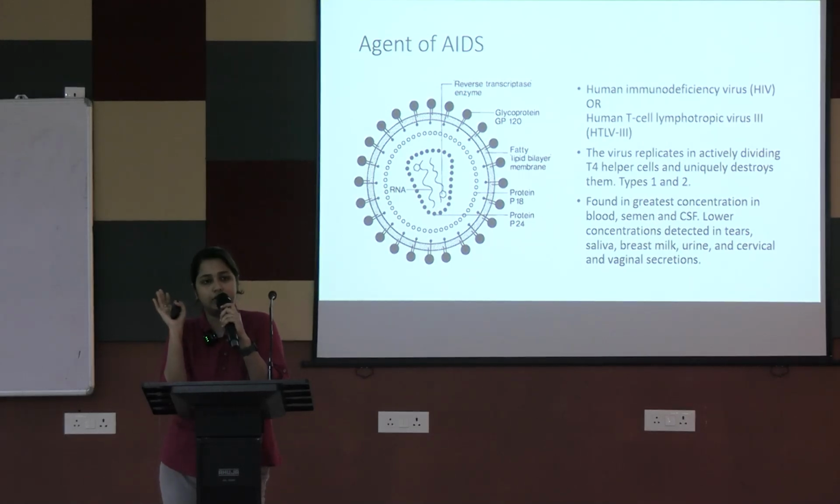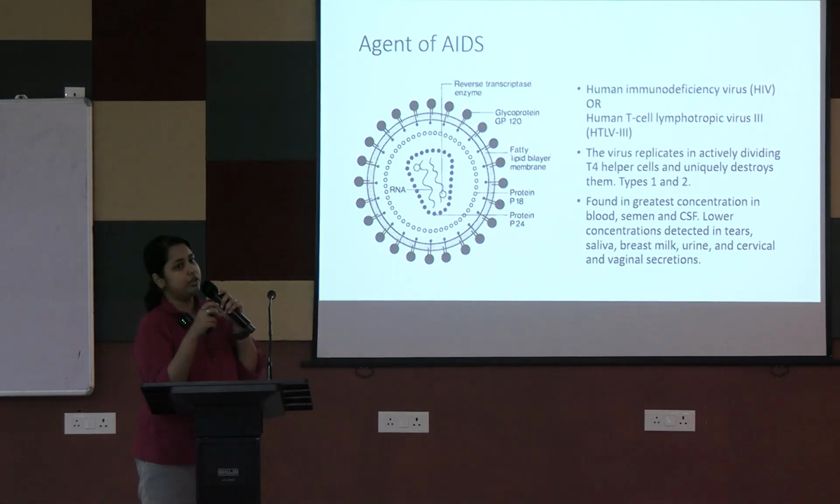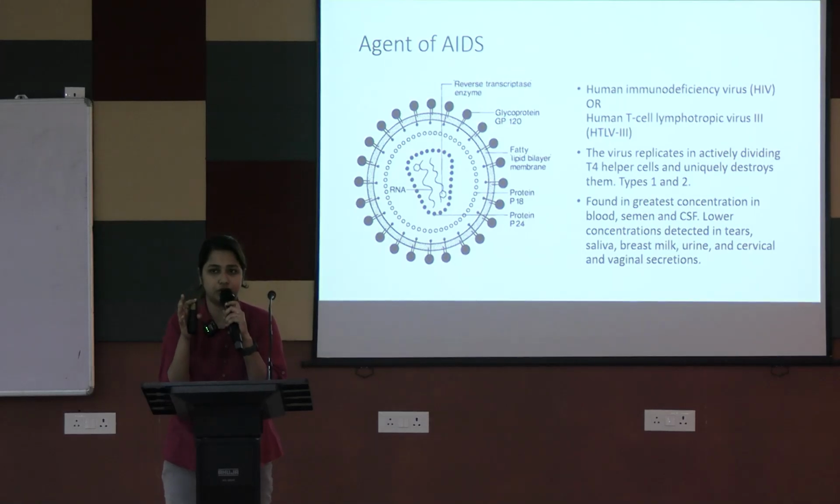In an RNA virus, what is there? Once it enters into the body, the reverse transcriptase enzyme activates. It creates DNA and that DNA then replicates into other viruses and then the cell is destroyed, the virus replicates in that way. Okay? And as you can see, in the envelope of the virus, there are several glycoproteins. Glycoprotein 120, then there is protein P24, P18. All these help in attaching the virus to the T4 helper cells.